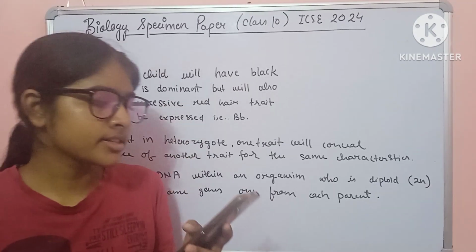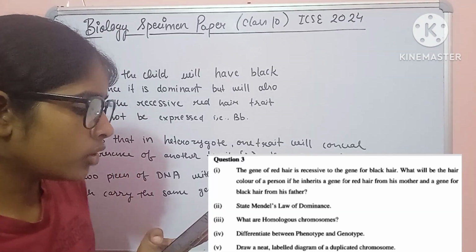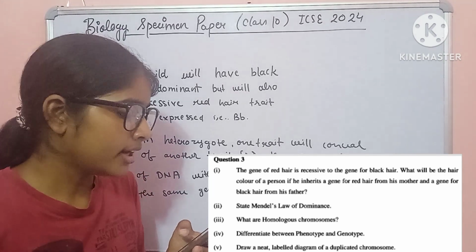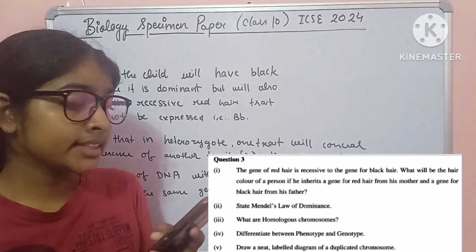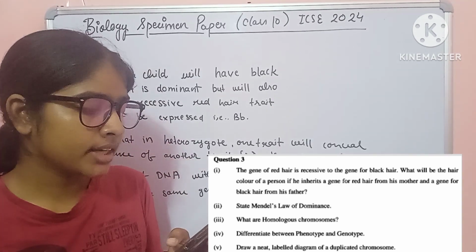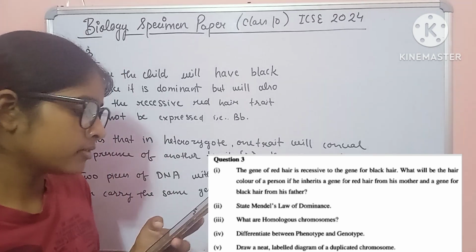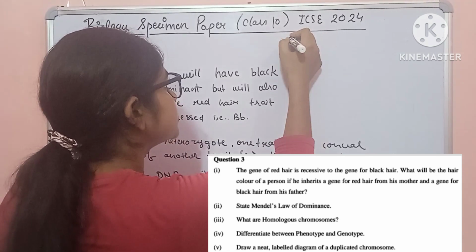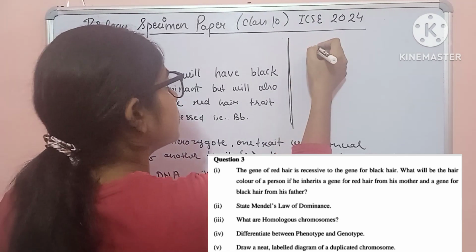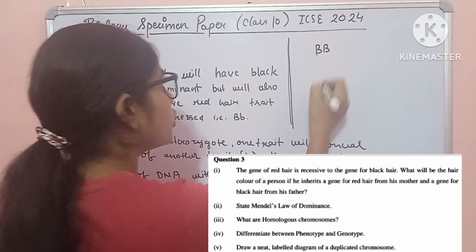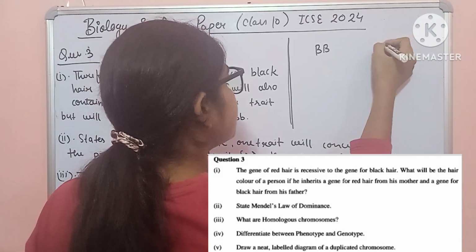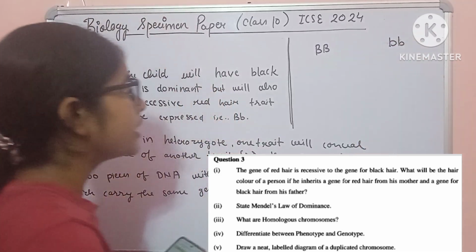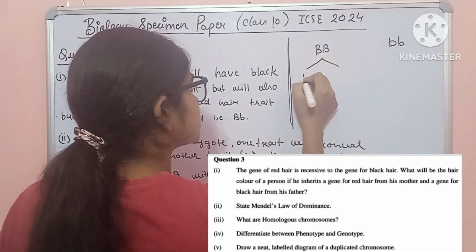So let's start. First of all, question number 3. The gene of red hair is recessive to the gene for black hair. What will be the hair color of a person if he inherits a gene for red hair from his mother and a gene for black hair from his father? Okay, so let's make a chart. See, we'll take genotype BB for black hair and genotype small b for red hair. Okay, so let's do the cross.